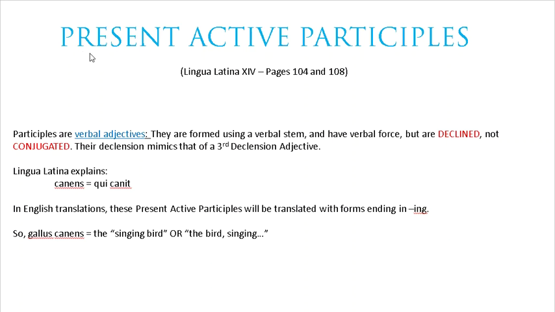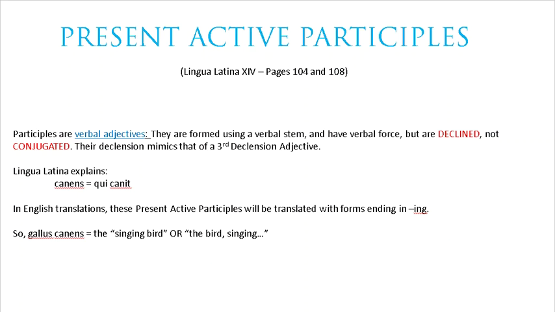Alright guys, I'm going to talk to you today about present active participles. I hope you're amped up about grammar. This stuff corresponds to the new grammar that you'll learn in Lingua Latina chapter 14. Specifically, I'm going to look at pages 104 and 108 with you.